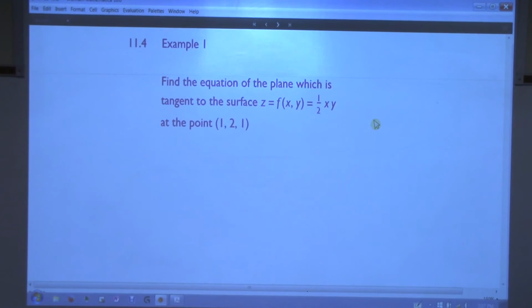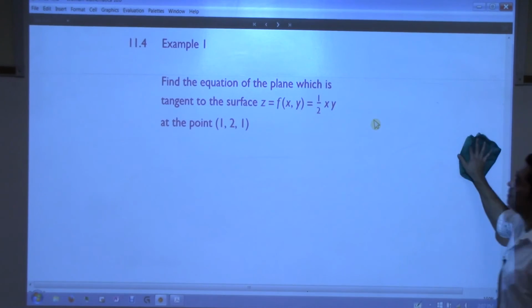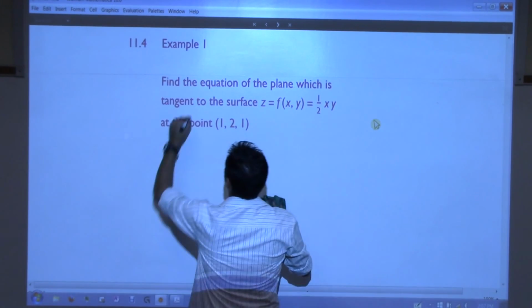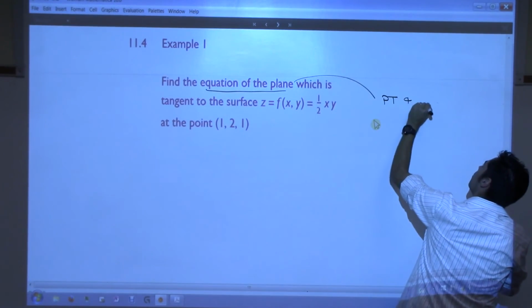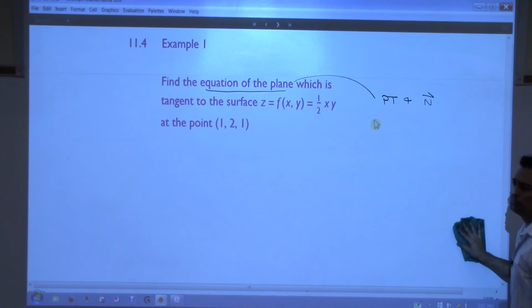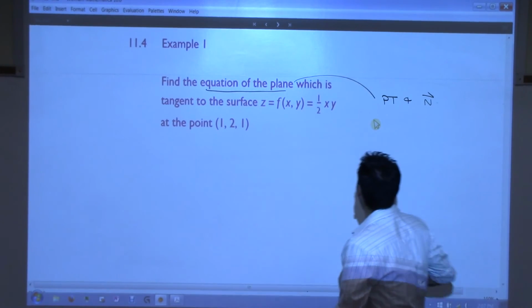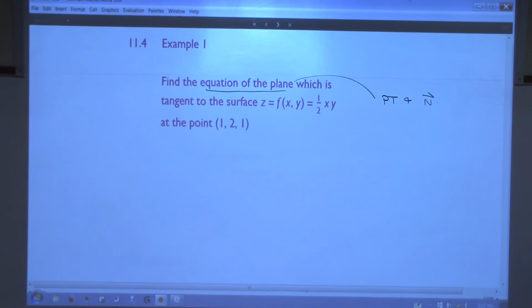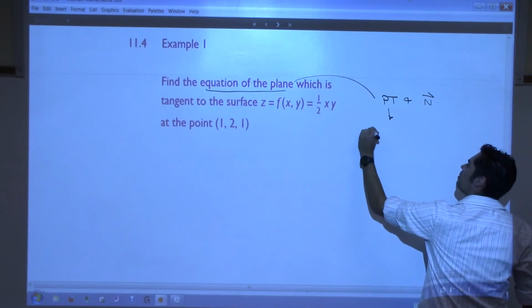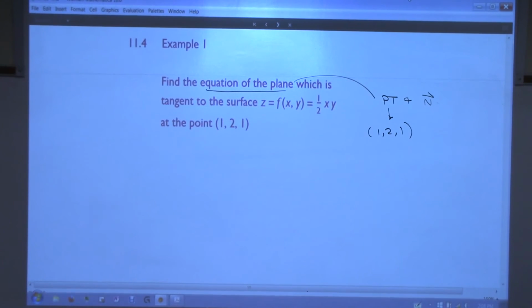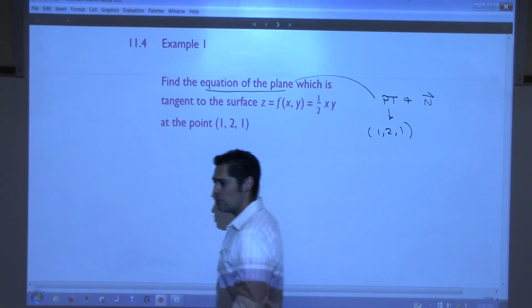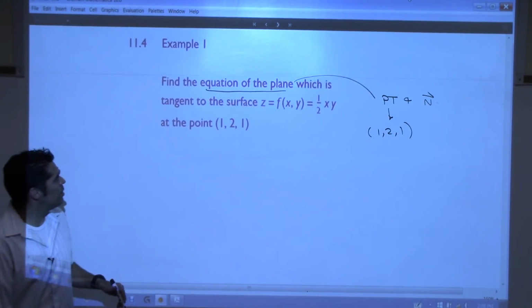What do you need to be able to do this? You need a point and a normal vector, right? You're going to find the equation of a plane. The equation of a plane requires a point and a normal vector. That's what you need. The point we have, right? The point is the point (1, 2, 1) that's given to us in the problem. And so all we need really is the normal vector. But the normal vector comes from the partials, doesn't it? So let's take some partials.